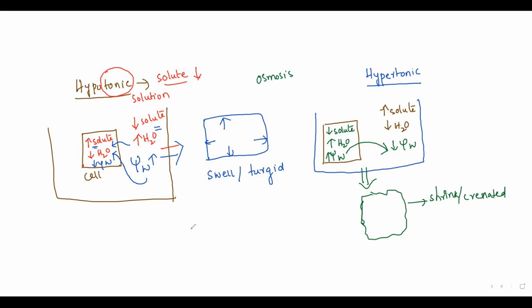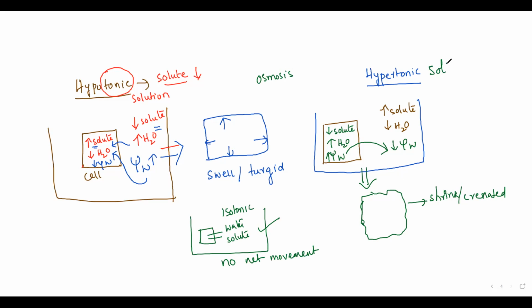Children, imagine if your cells are placed in an isotonic solution. Isotonic is nothing but the concentration of water and the concentration of solutes, both in the cell as well as outside, are equal. So there will be no net movement at all. There is no net movement because they are both isotonic in concentration. So when you place a cell in a hypertonic solution, it is going to shrink. And when your cells are placed in a hypotonic solution, they are going to swell or become turgid.